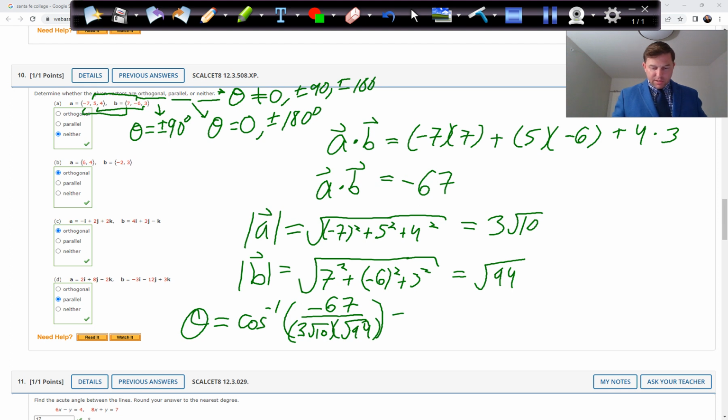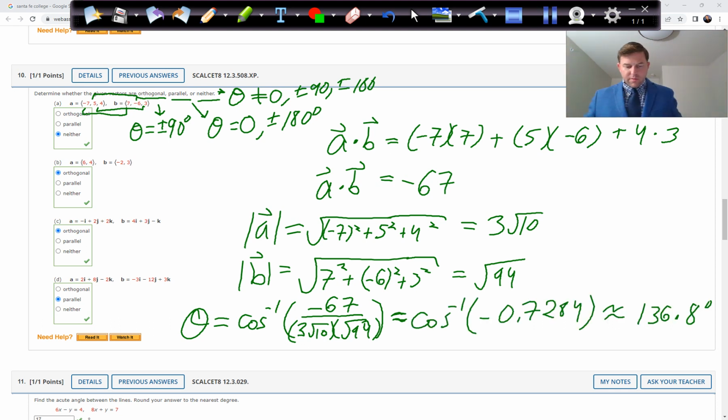And we're basically just going to have to get this in decimal form. This would be, okay, and we plug this in as a decimal, negative 67 divided by 3 square root of 940. You'll get negative 0.7284. When you do an arc cosine in your calculator, be careful, switch to degree mode, you'll get 136.8. Now again, the only numbers we're interested in are 0, 90, negative 90, 180, or negative 180. It's neither of those 5, so we're going to click neither.